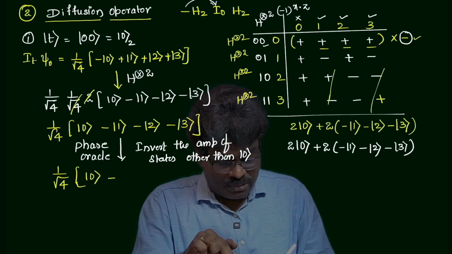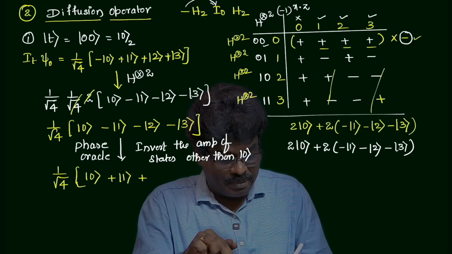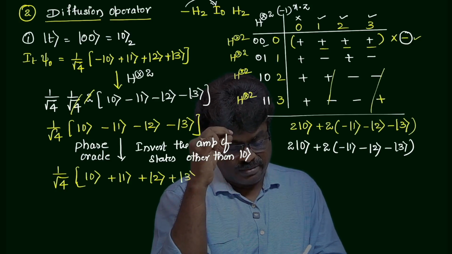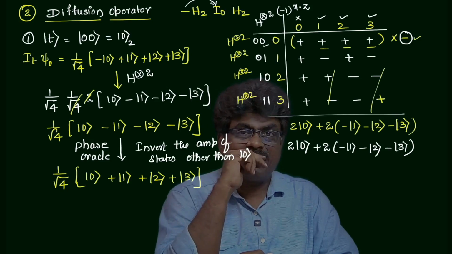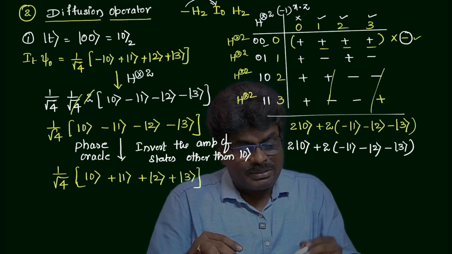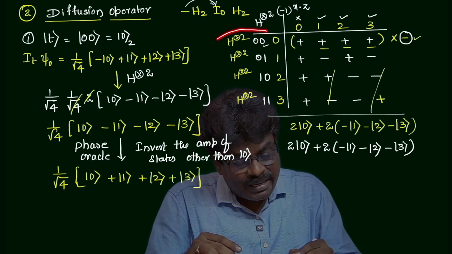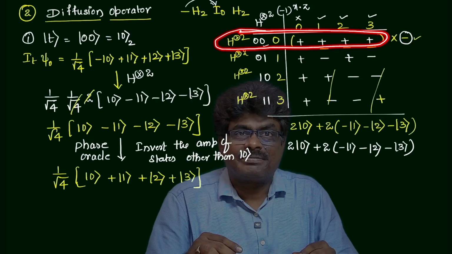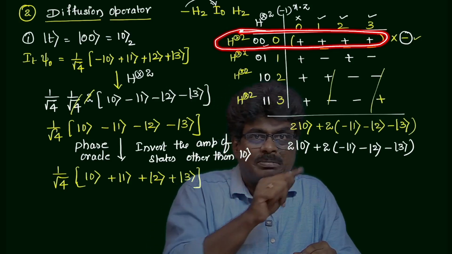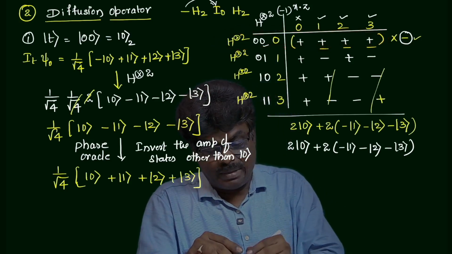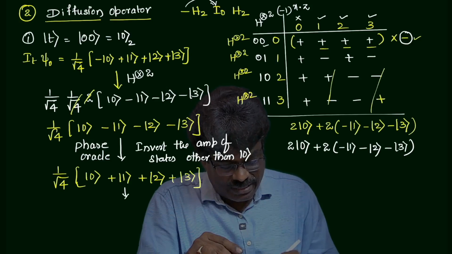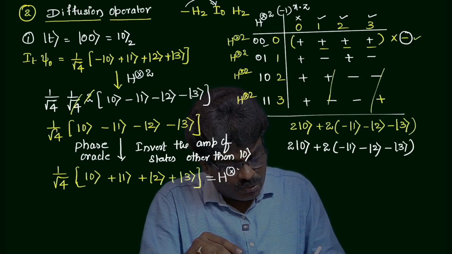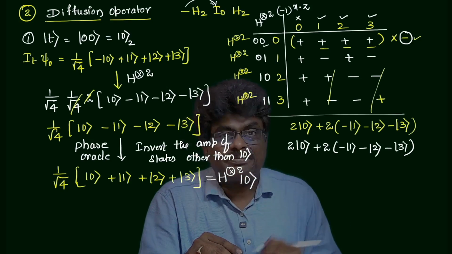0. Now this becomes plus 1, this becomes plus 2, and this becomes plus 3. Now carefully see this table. Okay, so this is nothing but H tensor 2 operating on 0. All phase factors are plus plus plus. So that's why this can be written as H tensor 2 operating on 0.